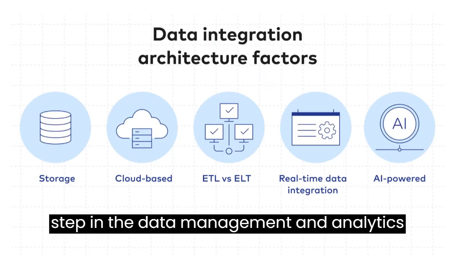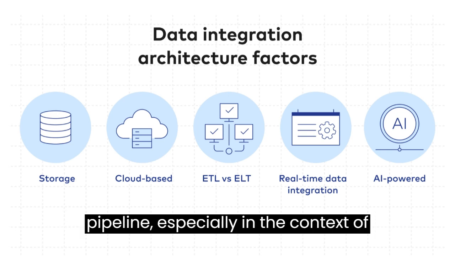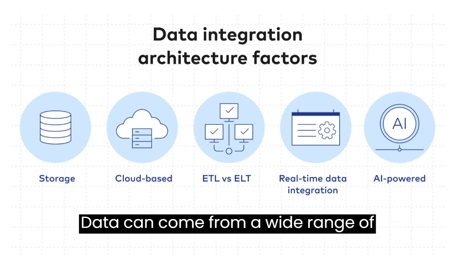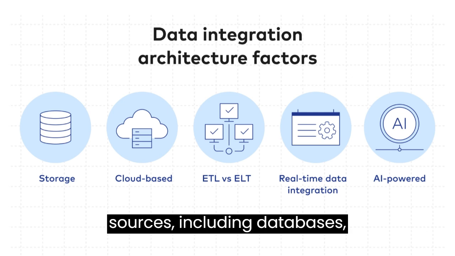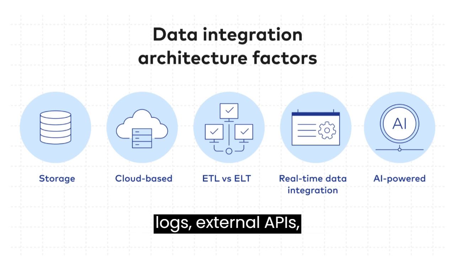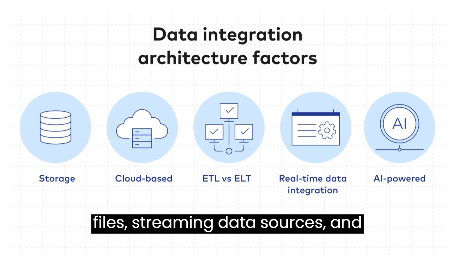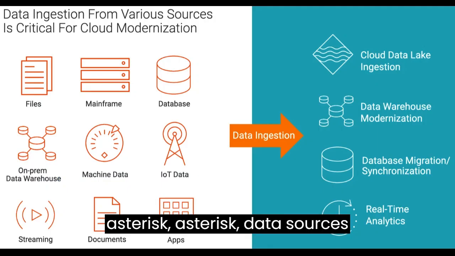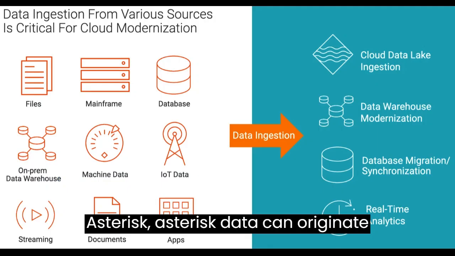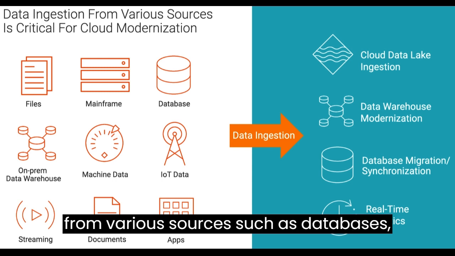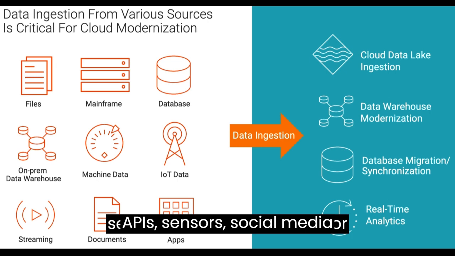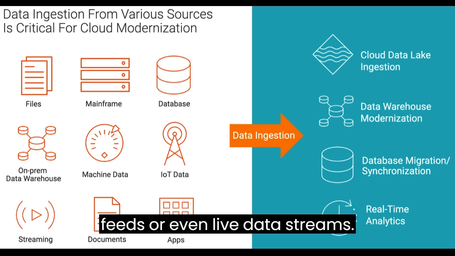This is a fundamental step in the data management and analytics pipeline, especially in the context of big data and data-driven decision-making. Data can come from a wide range of sources, including databases, logs, external APIs, files, streaming data sources, and more. Here are some key aspects of data ingestion. 1. Data sources. Data can originate from various sources such as databases, SQL or NoSQL, files, CSV, JSON, XML, web APIs, sensors, social media feeds, or even live data streams.